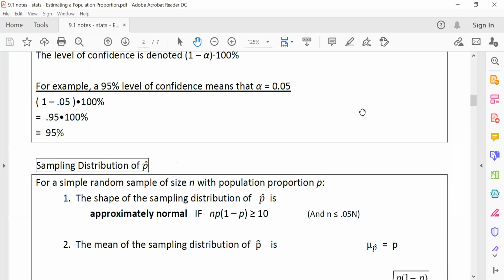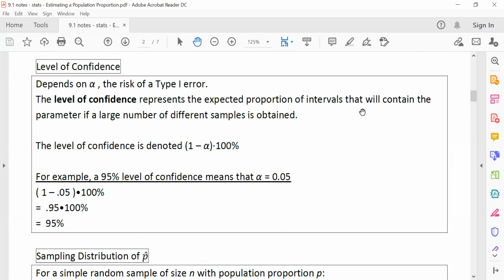So we started on this right before we got out for break. We talked about the confidence interval. We start with something called the level of confidence. Ideally, you want that as close to 100% as possible. There is a bit of a problem.